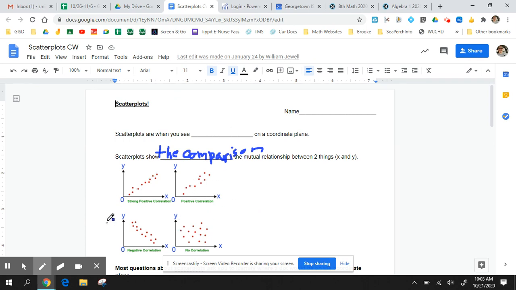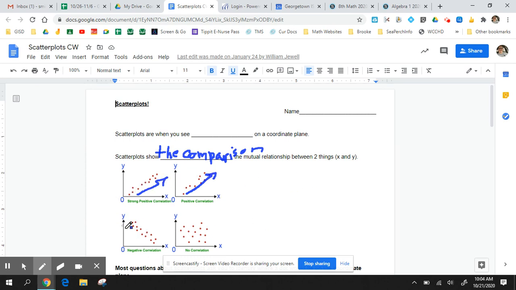So you could have a positive correlation, which is what we will normally see. And a strong positive. All it means for a strong positive is those dots are closer together. But a positive correlation does look like a positive sloping line. So notice how it goes up and to the right. On both of these, it goes up and to the right. These 2 examples are linear.